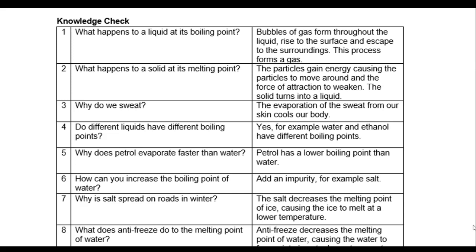Question 7, why is salt spread on roads in winter? It is because salt decreases the melting point of ice. This then causes the ice to melt at a lower temperature. We want ice to melt on the roads because ice will then lower the friction between tyres and the road. We need friction so that cars can drive safely on the road.